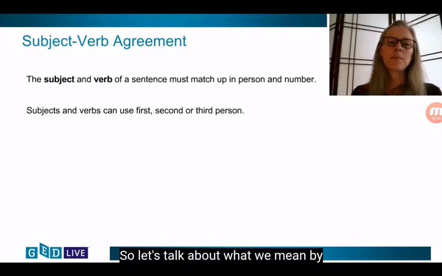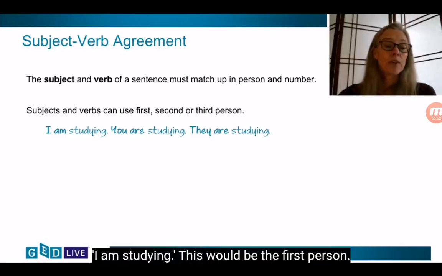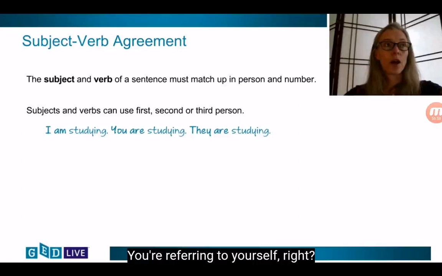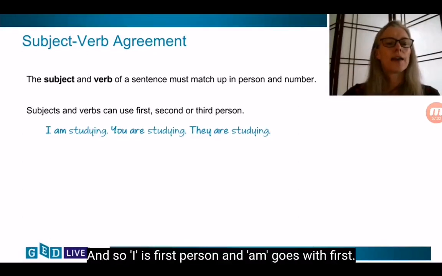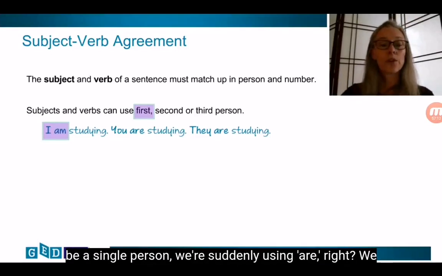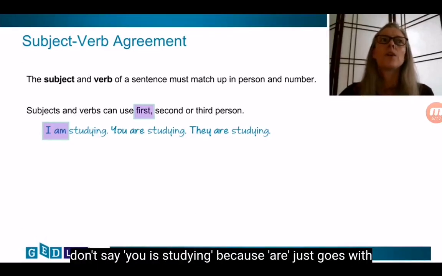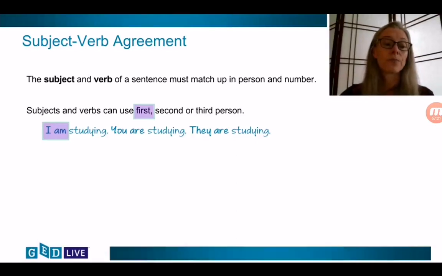So let's talk about what we mean by person: first, second, third person. I am studying. This would be the first person. You're referring to yourself, right? And so "I" is first person, and "am" goes with first. You are studying. Notice how even though you could be a single person, we're suddenly using "are," right? We don't say "you is studying" because "are" just goes with "you."